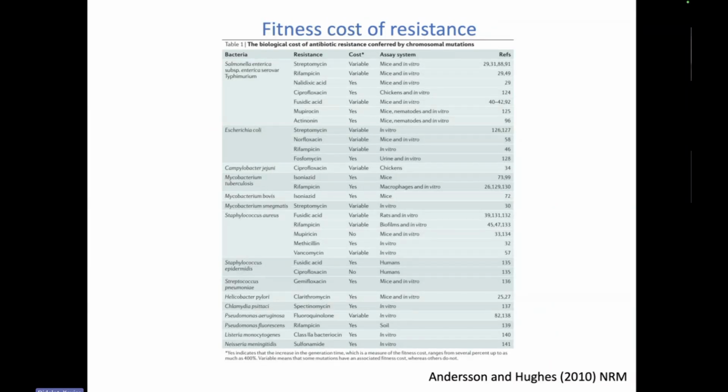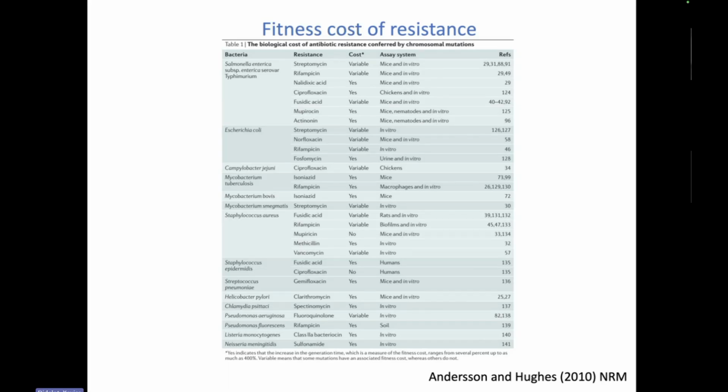It's something that, again, has been understood for some time, that very often, more often than not, in fact, resistance comes at a cost to the bacteria. So it's great to be resistant, it's great to survive treatment, but typically there's a cost. And there have been a lot of studies done on that.